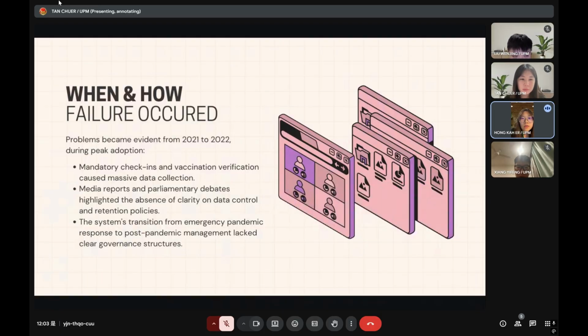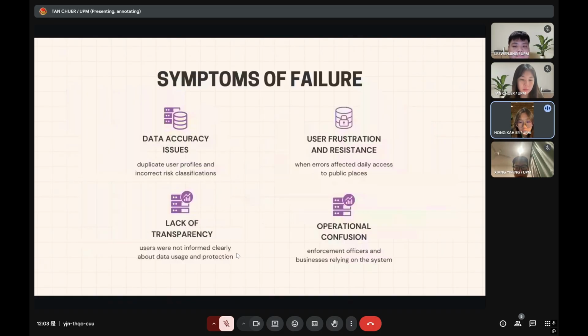The cracks really started to show between 2021 and 2022, when everyone was using the app the most because everyone needed to check in and also do vaccine updates, which was mandatory, and the system was suddenly handling a massive amount of data. As this happened, people, including politicians in parliament, started asking, who is actually in control of this information? How long are you keeping it? Because there wasn't a clear plan for moving from an emergency response to a permanent system, the whole government structure felt very shaky. And moving on to the symptoms of the failure.